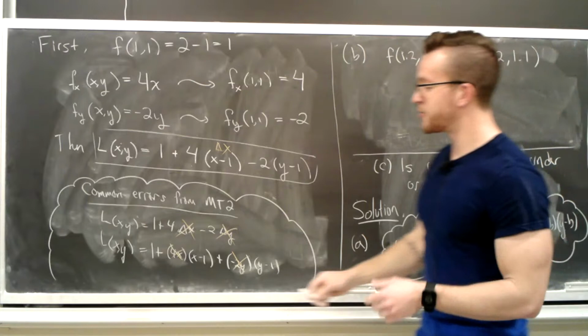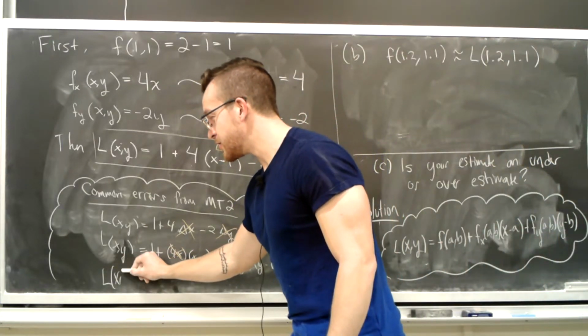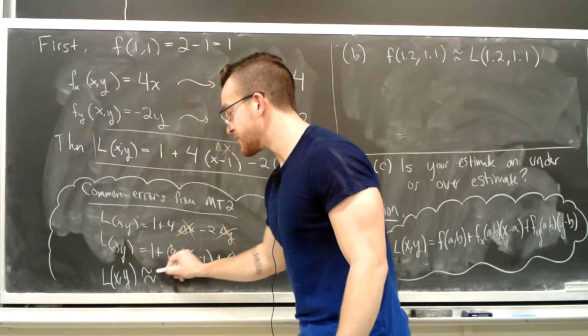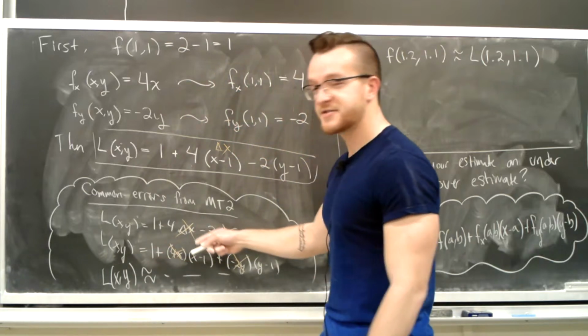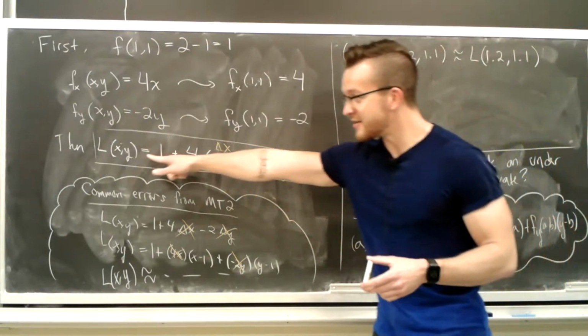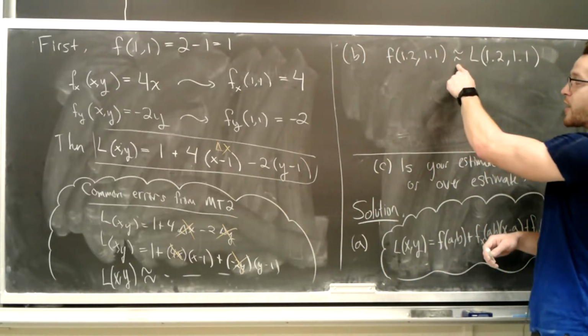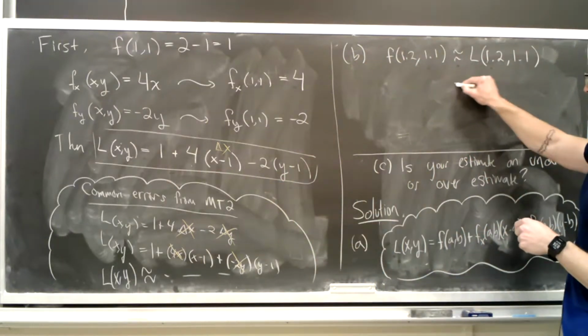Oh, another very small thing that I saw people do is I would say the linearization is approximately equal to this. That's also incorrect. The linearization is literally equal to this. The point is that f is approximately equal to the linearization.